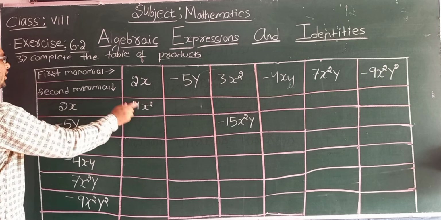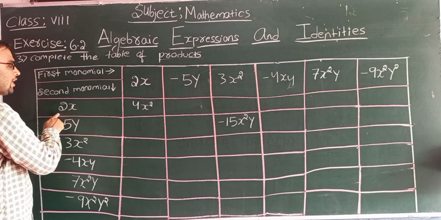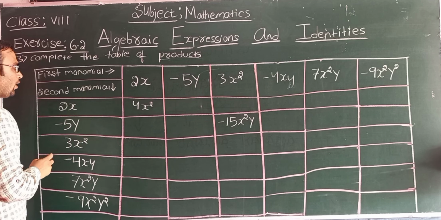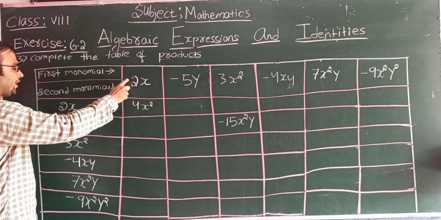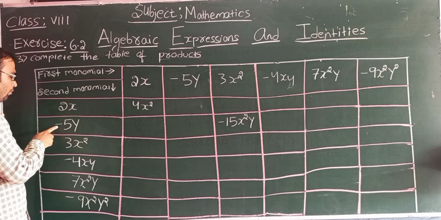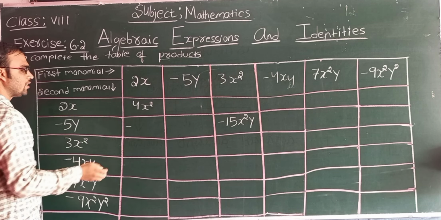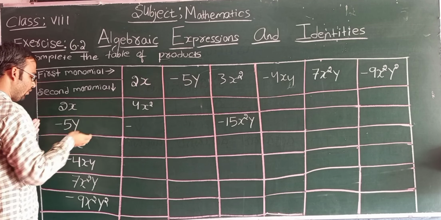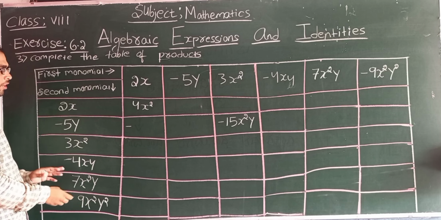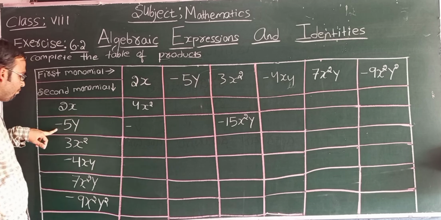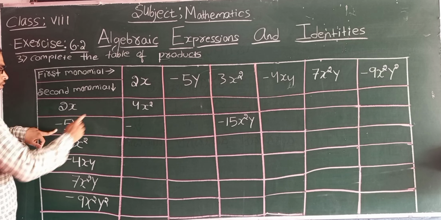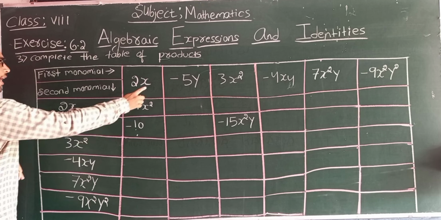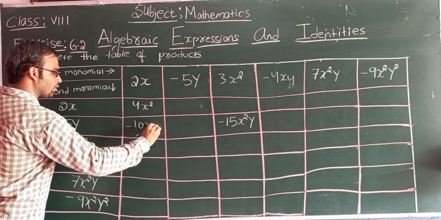They have given one term already: 2 2s are 4, x into x will be x square. Now here nothing is there, means plus, and here minus, so minus into plus will be minus. Just don't get confused, now we are multiplying this 2x with the terms in this column. Plus into minus will be minus. 2 5s are 10, and x into y will be xy.